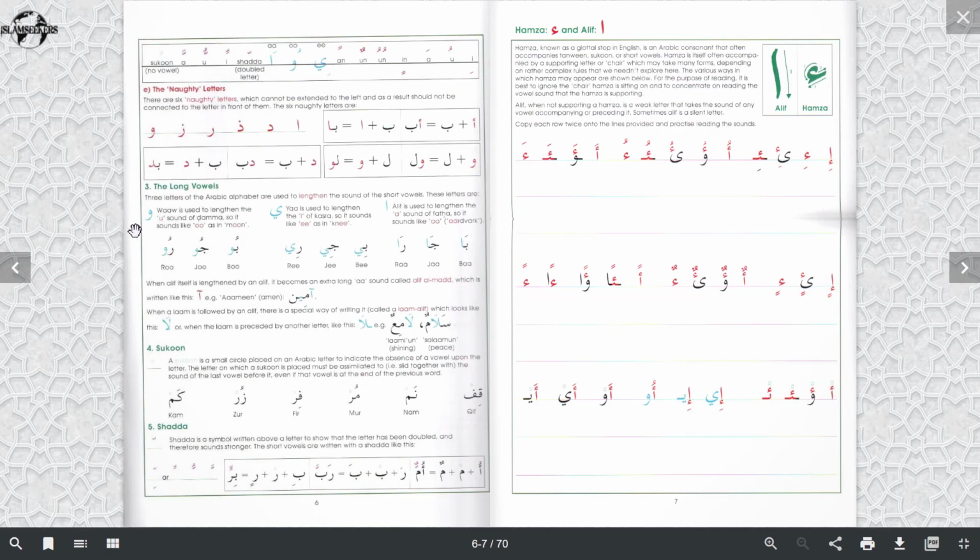Waw. Waw is used to lengthen the U sound of Dhamma so it sounds like oo, as in moon.